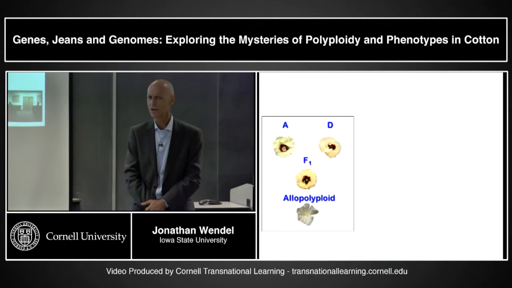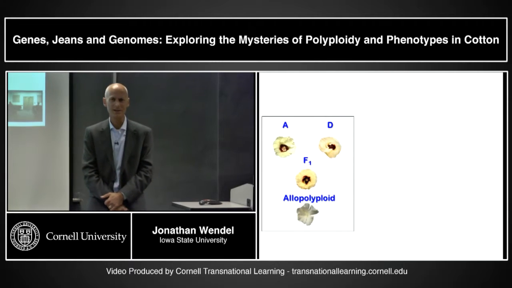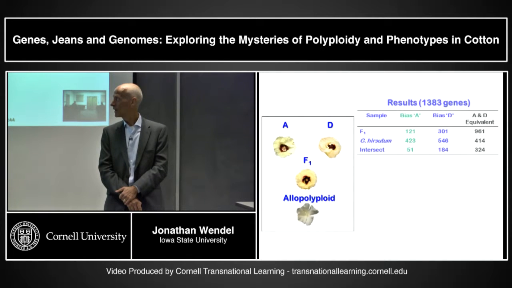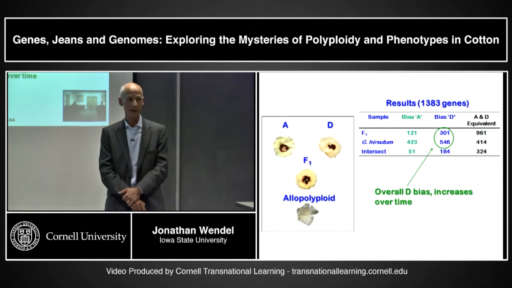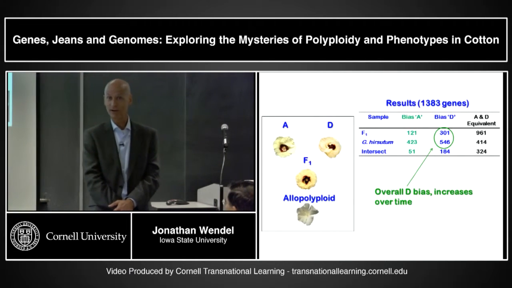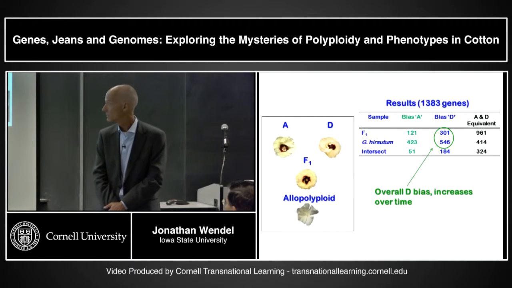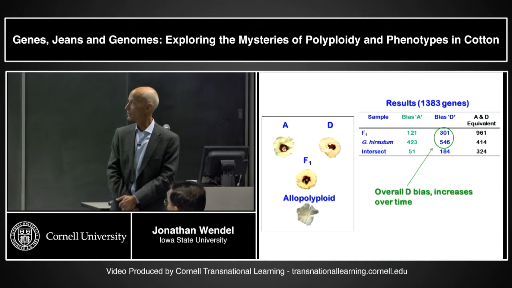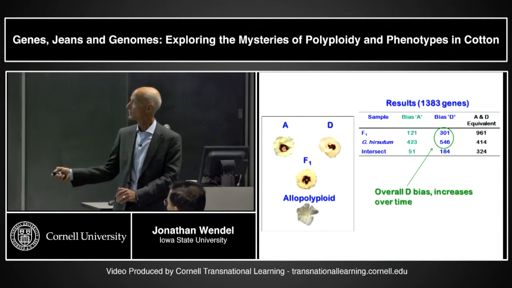And we don't understand what causes this, or its functional implications, or its evolutionary significance, or anything you'd want to know. We're just still trying to describe the phenomenon. So here's an example just from the first, this is actually an ancient microarray experiment where we actually had to design homeolog-specific probes on a microarray, if you can imagine. So here's the results for the first 1,383 genes, and you can see there's a lot of D genome bias, more than there is A genome bias. If you look at the F1, 121 versus 301 genes.